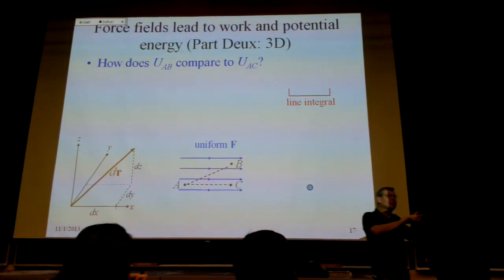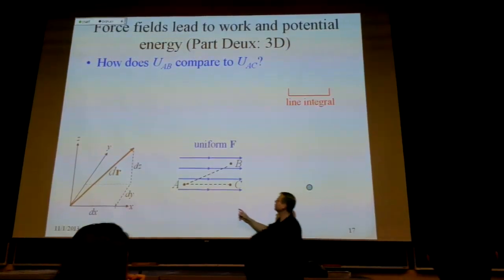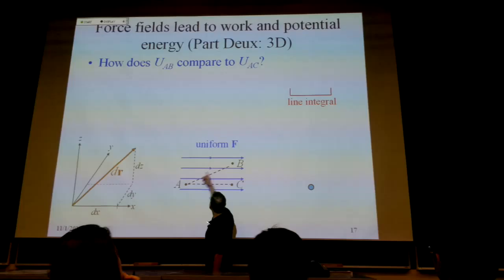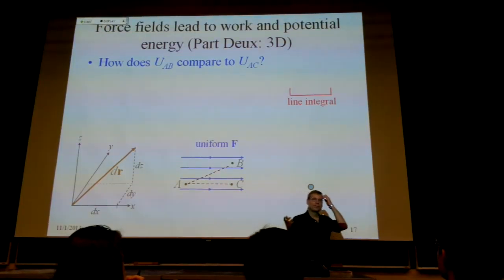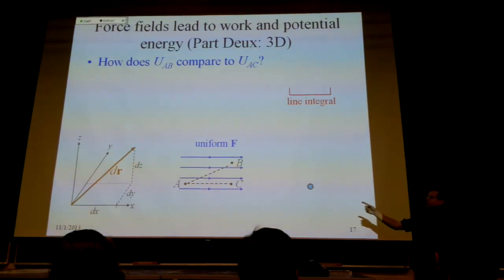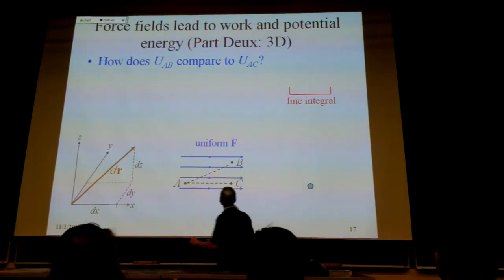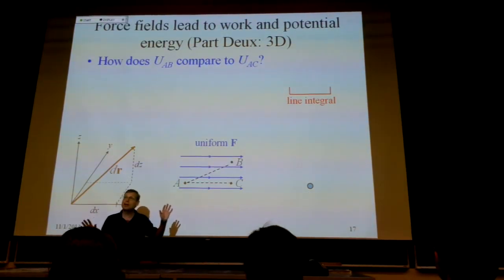In other words, the parallel components, that's the dot product. The work done is the product of the parallel components of the force and the displacement. And so the parallel components from A to C and A to B are the same. Another way to look at that is I can get to C. The work done is independent of path.